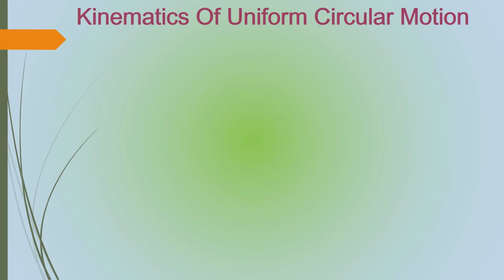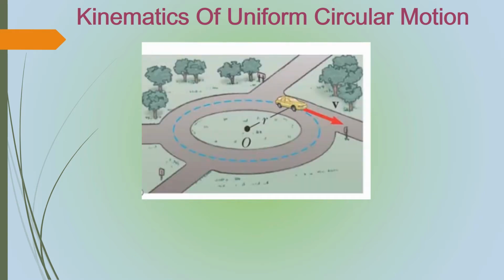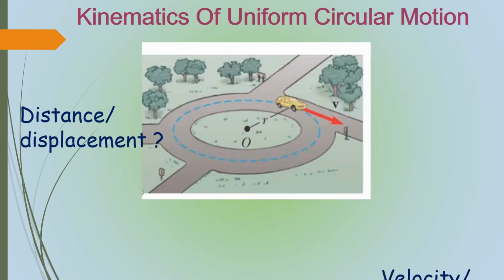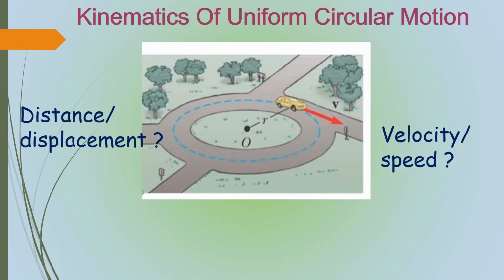In this video, you will learn about the kinematics of uniform circular motion. We have physical quantities that describe the kinematics of the motion, such as distance versus displacement, velocity versus speed, and acceleration.